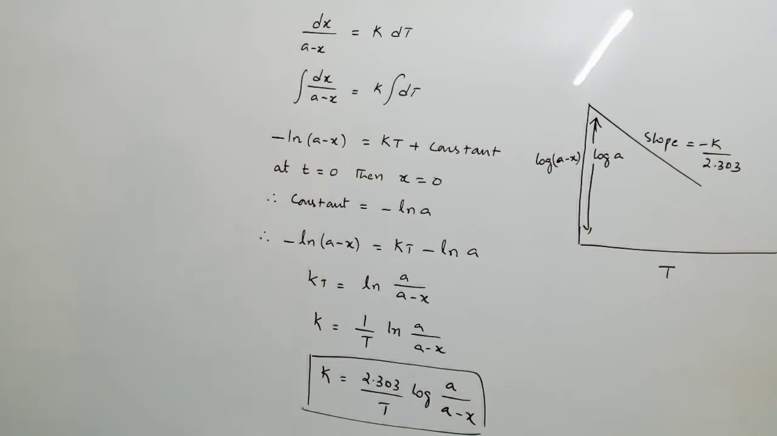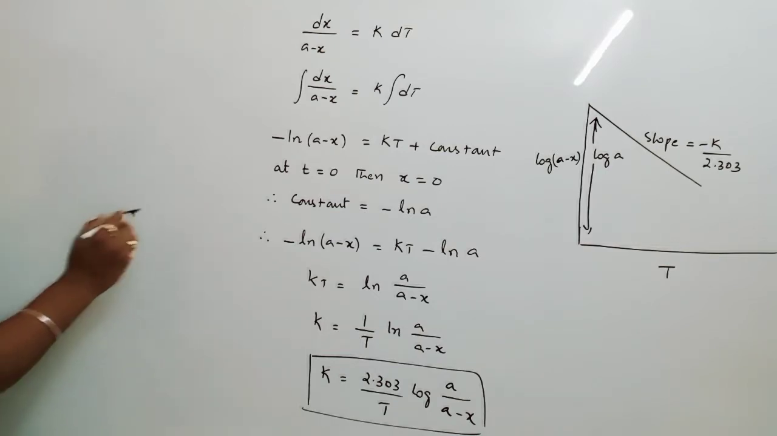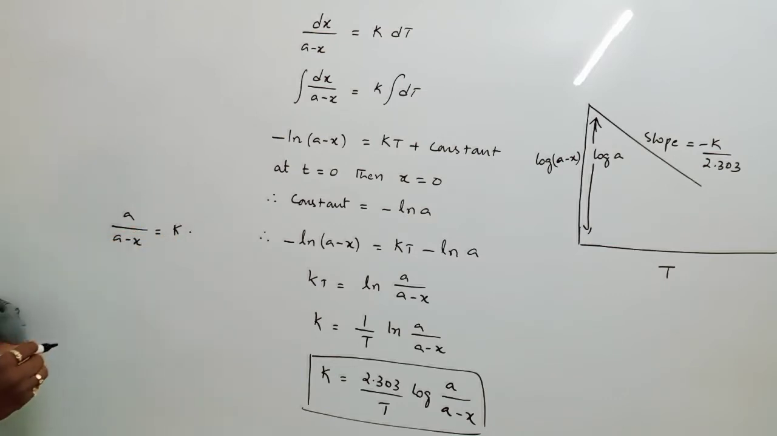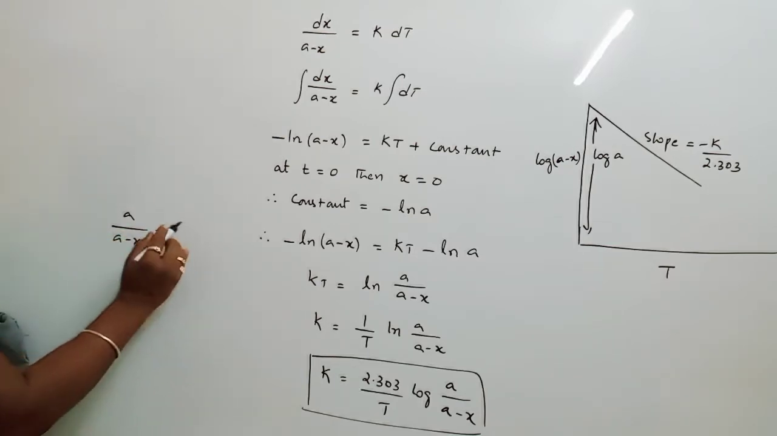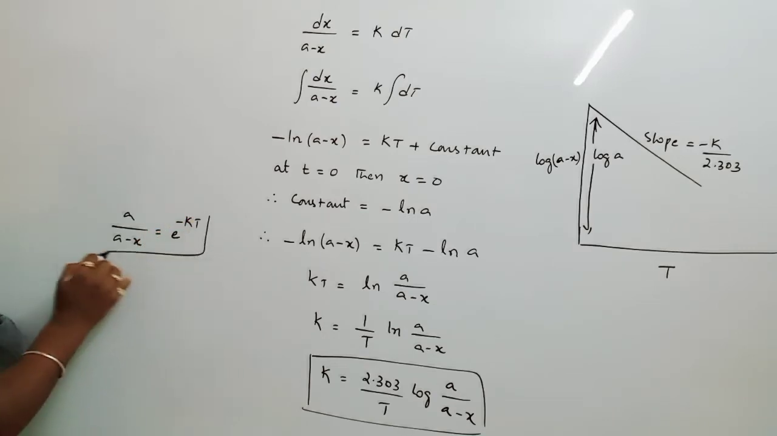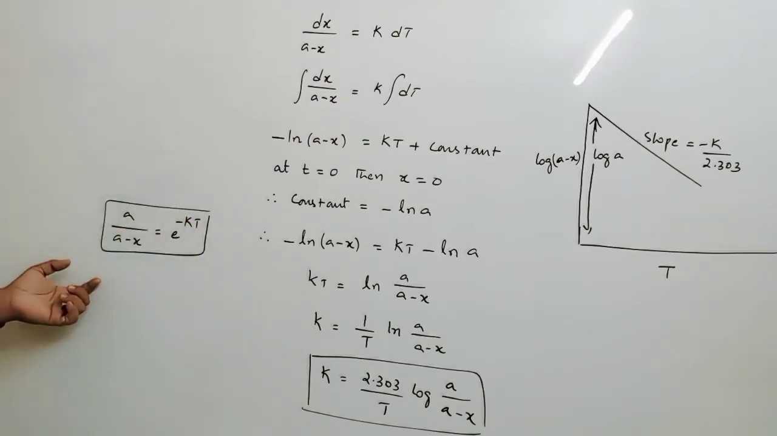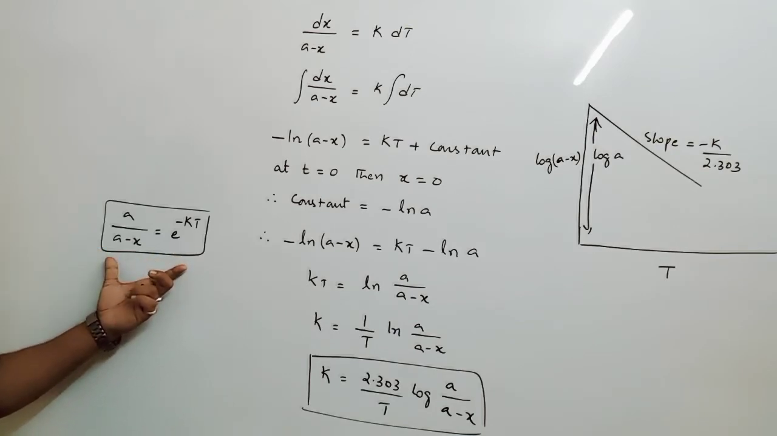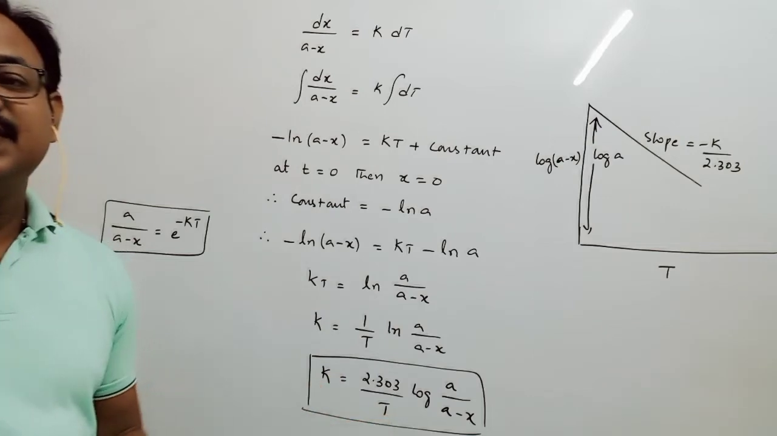And one more thing, you can write this expression in exponential format also. In exponential format, it can be written as a by (a minus x) equal to e to the power kt. ऐसा भी ले सकते हैं. So this is the equation for first order kinetics in exponential format.